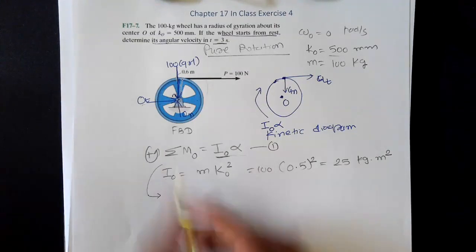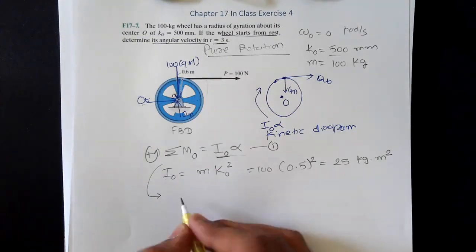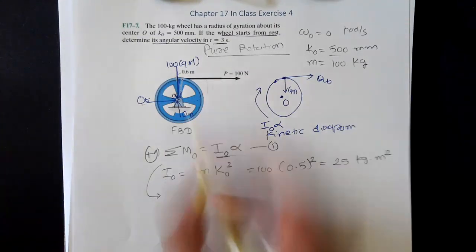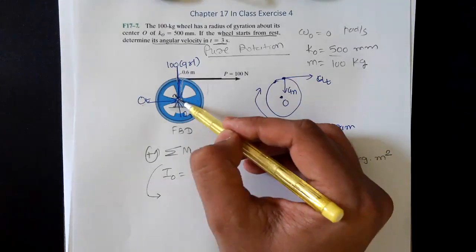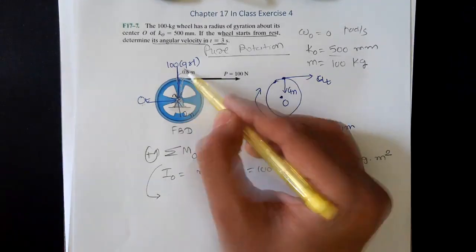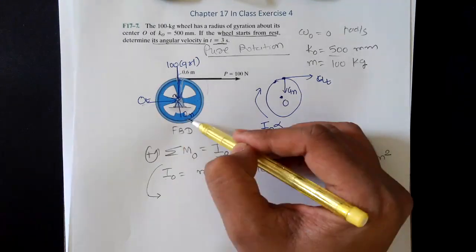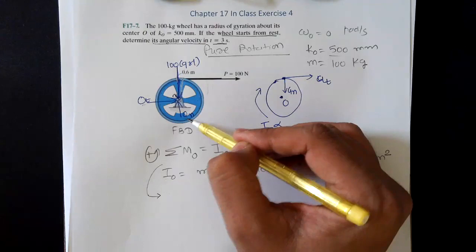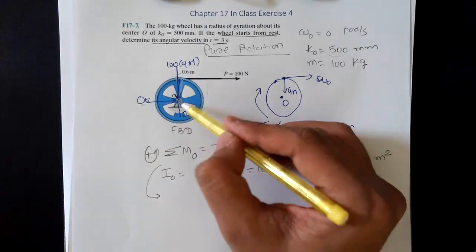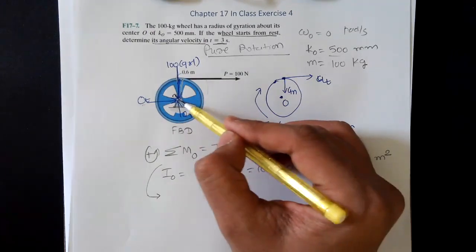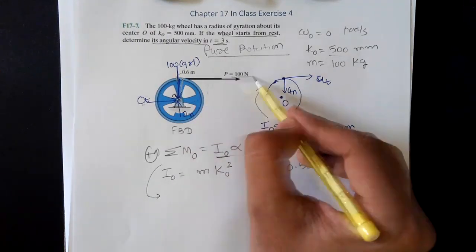So equation 1 is the sum of moments about O. What forces do we need to consider for the moments about O? What about the moment because of the weight, the tangential force, the reaction force from the pin, and the normal reaction force from the pin? They are zero because they all pass through O, so none of them results in any moment. The only force which we need to consider is this 100 newtons.